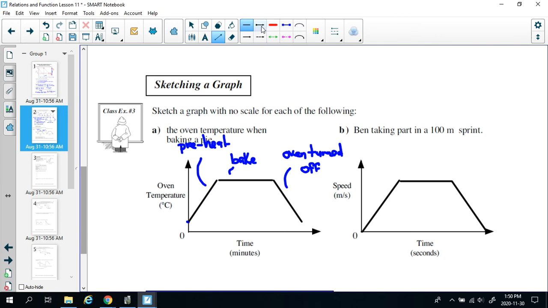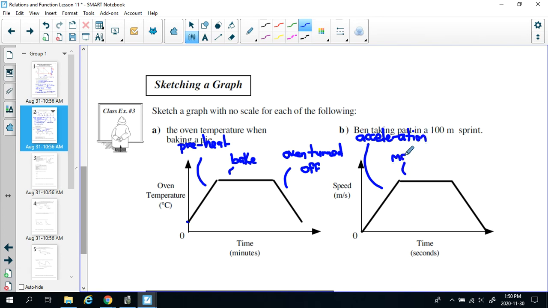So again, there's a lot of different ways you can sketch these graphs here. So this would be your acceleration. This would be the maximum speed, maximum sprinting speed. And then this could be the person just slowing down after they cross the finish line.